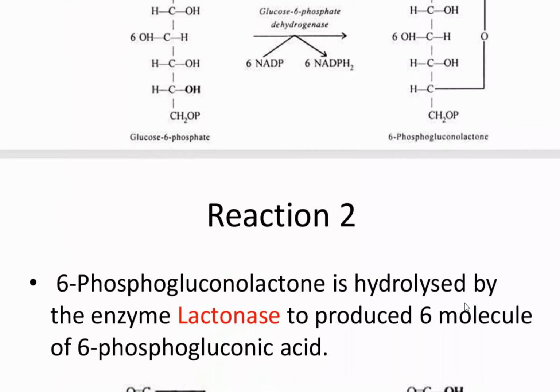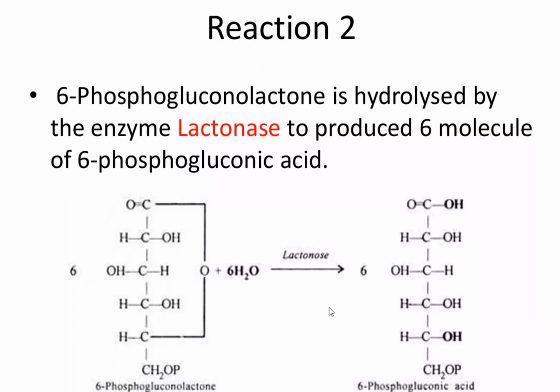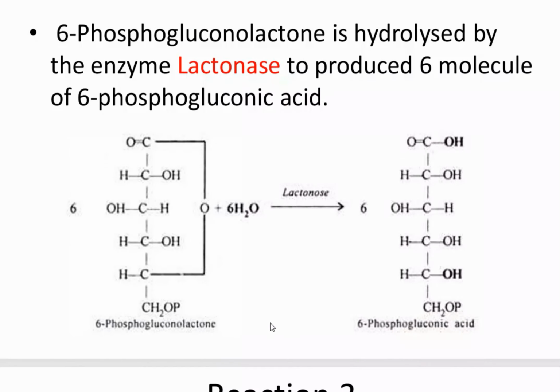In reaction number 2, what happened? 6-phosphogluconolactone is hydrolyzed by the enzyme lactonase to produce 6 molecules of 6-phosphogluconic acid. Here the enzyme is lactonase. Then 6 molecules of water are also added here to form these 6-phosphogluconic acids.